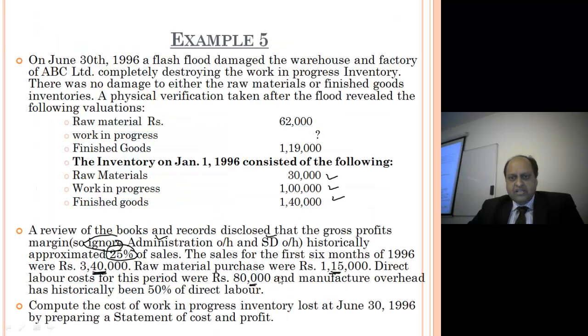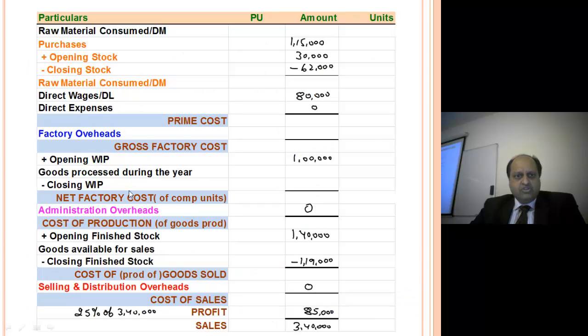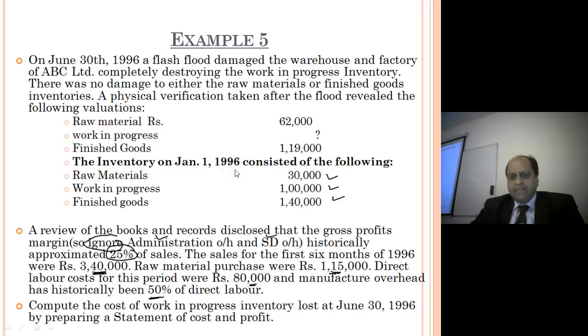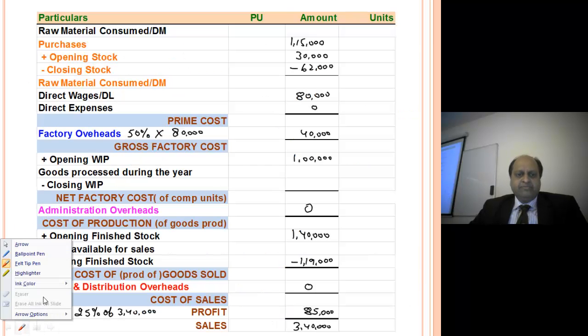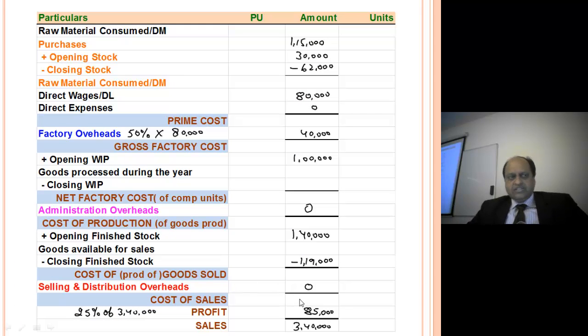Now dear friends, it further says that my manufacturing overheads are 50% of direct labor. So what I will do here, I will write 50% of direct labor, which is how much? 80,000. So this makes it 40,000. Okay. Now, we have done everything. Now I'll change the color of my pen. Now all these figures I am finding out.